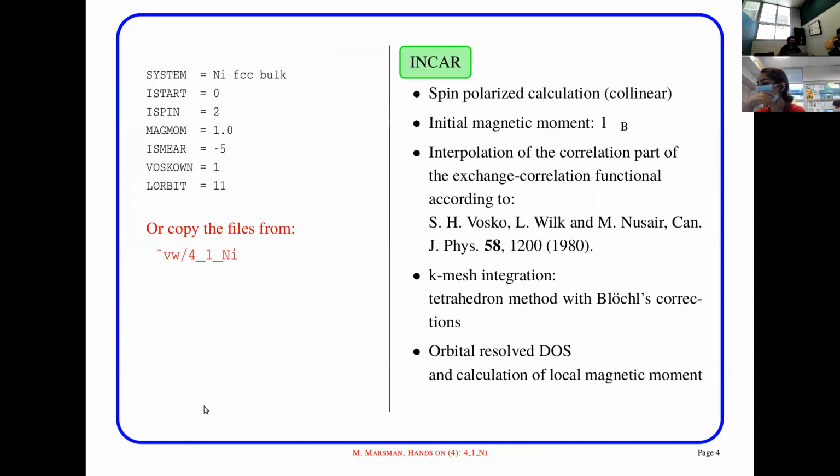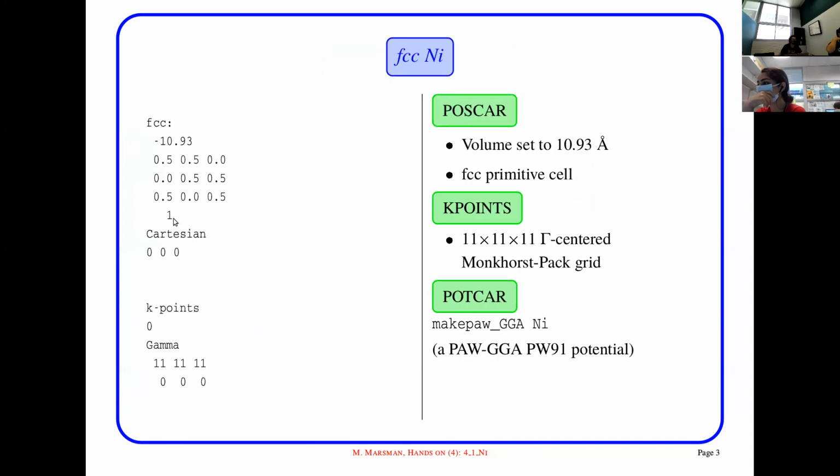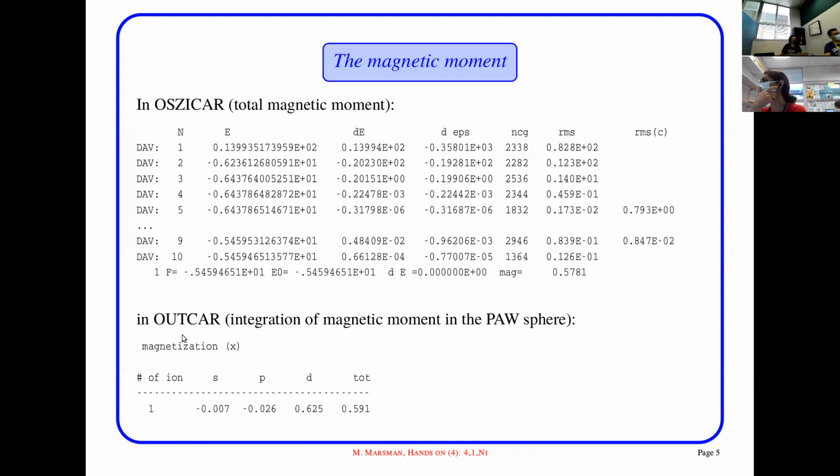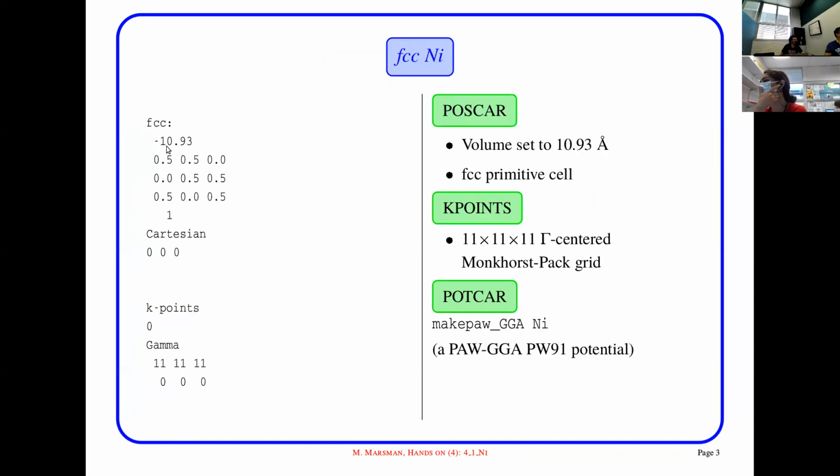The magnetic moment of 1 is simply because you have just 1 atom, okay? Here, this is the lattice vector. Yeah, this is usually the lattice vector when it's positive. When it's negative, it is the volume. It's written here: volume set to 10.93.